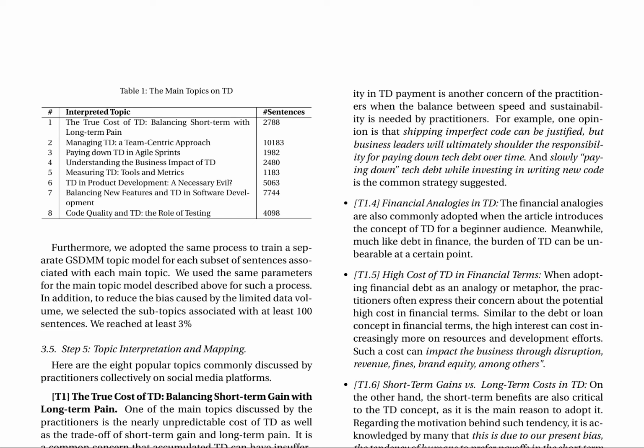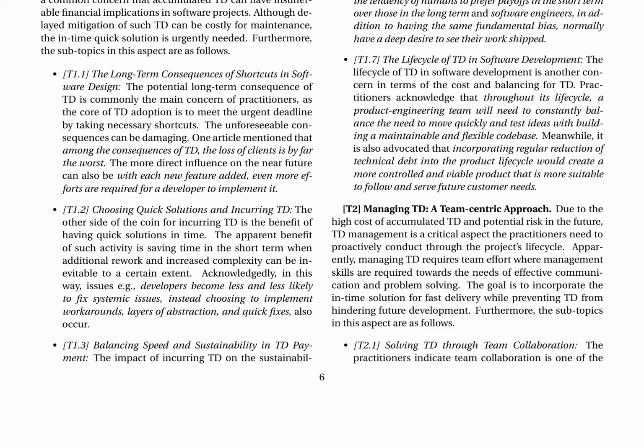The subtopics under the true cost of TD include the long-term consequences of shortcuts in software design, choosing quick solutions and incurring TD, balancing speed and sustainability in TD payment, financial analogies in TD, high cost of TD in financial terms, short-term gains versus long-term costs, and the lifecycle of TD in software development. In terms of managing TD, the subtopics cover solving TD through team collaboration, prioritizing TD, and incorporating regular reduction of technical debt into the product lifecycle.